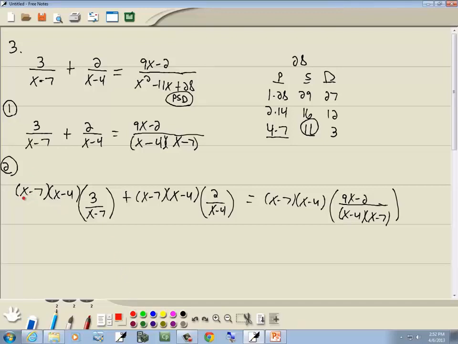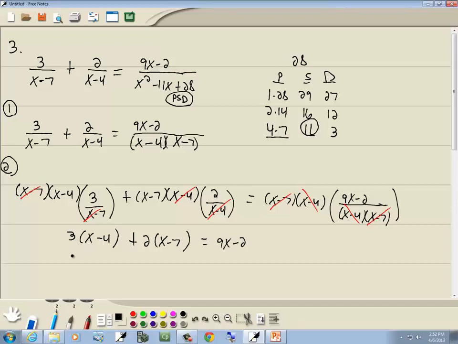Let's cancel. So this x minus 7 cancels that x minus 7. This x minus 4 cancels that x minus 4. This x minus 7 cancels that x minus 7. This x minus 4 cancels that x minus 4. Let me write down what I have left, and then I'll take it from there. So I got 3 times x minus 4 plus 2 times x minus 7 equals 9x minus 2.